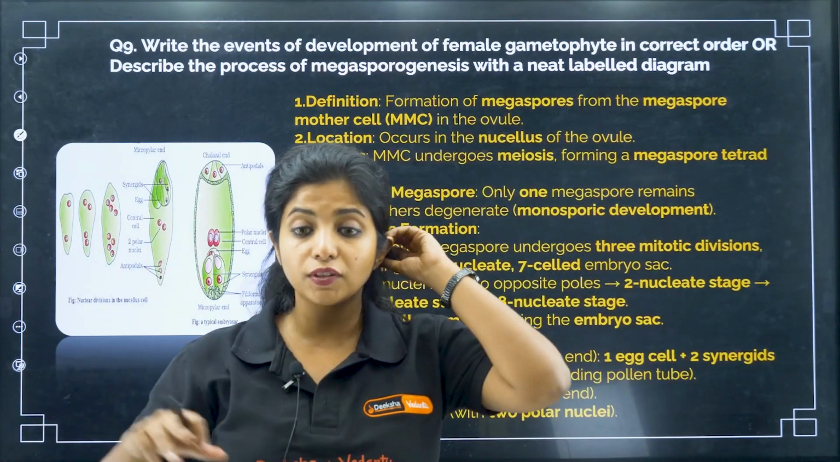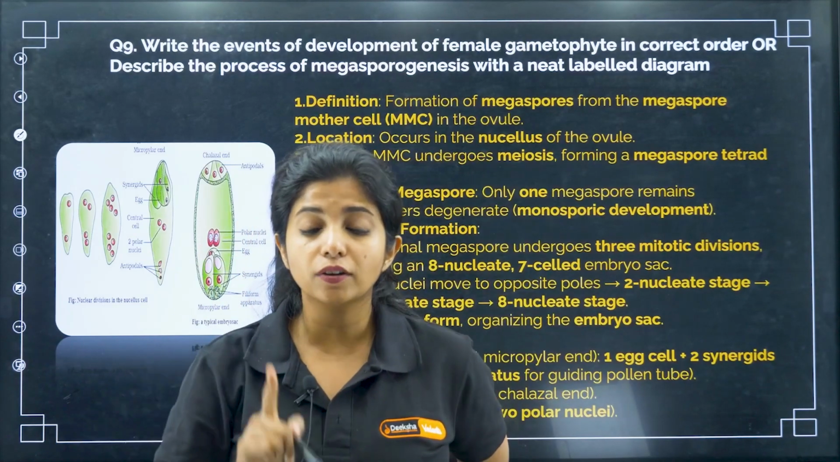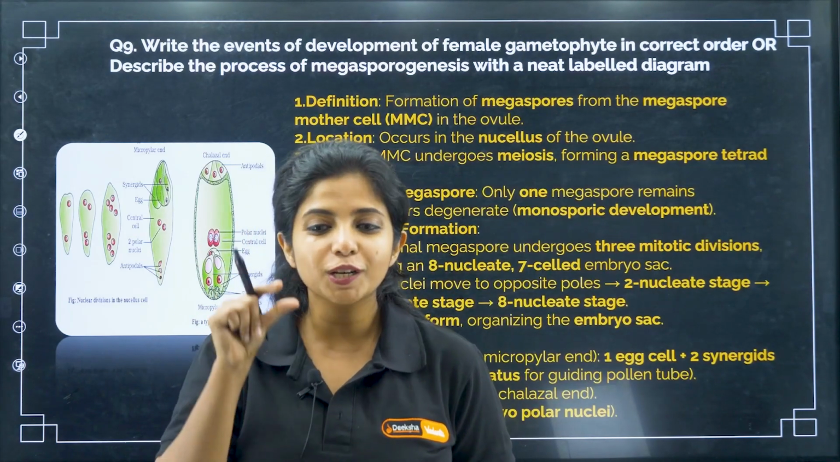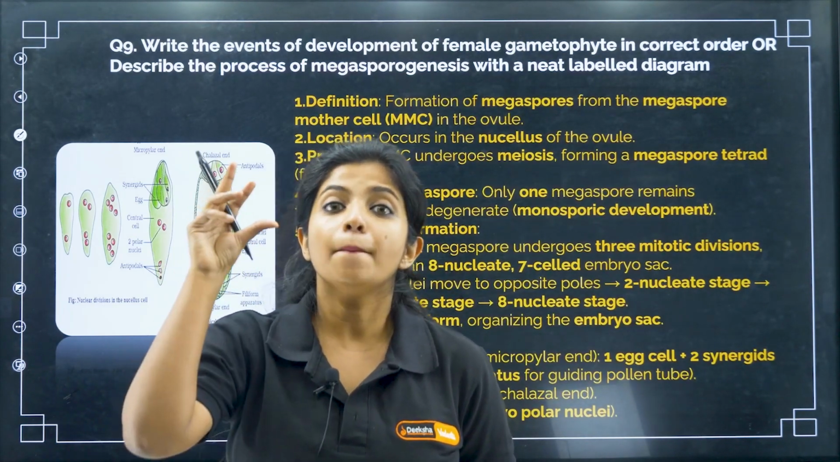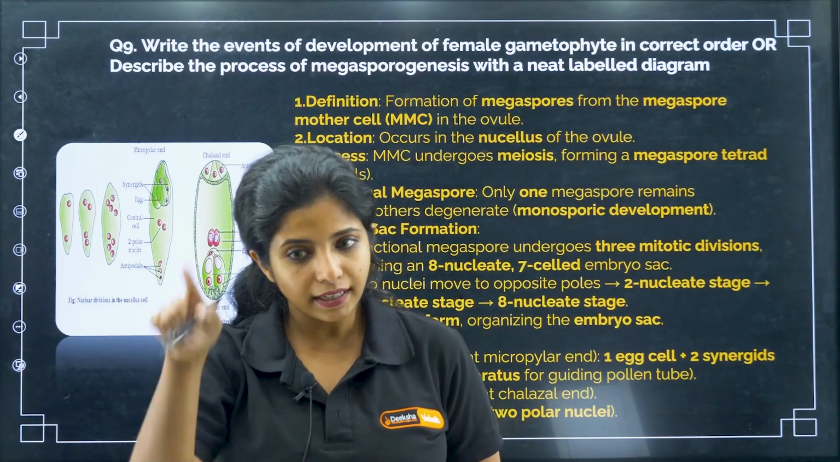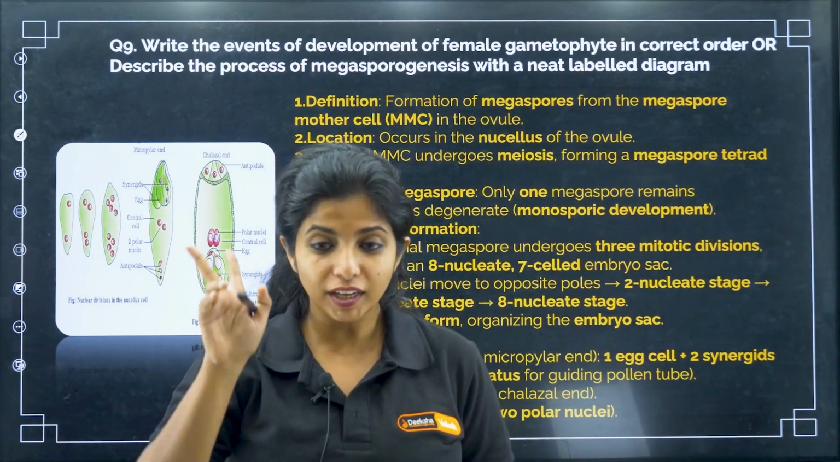Okay, in the cells of the nucleus, one cell will become the megaspore mother cell. This megaspore mother cell is only going to undergo what? Meiotic division. Meiosis 1 ensues. Okay, you have got two cells.